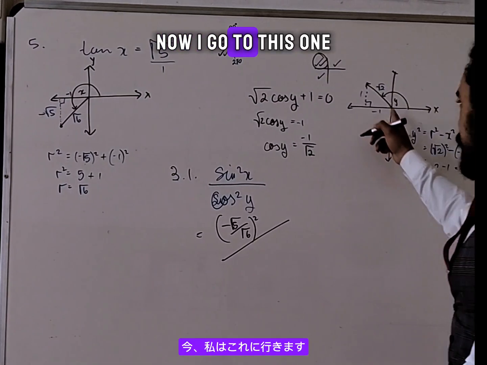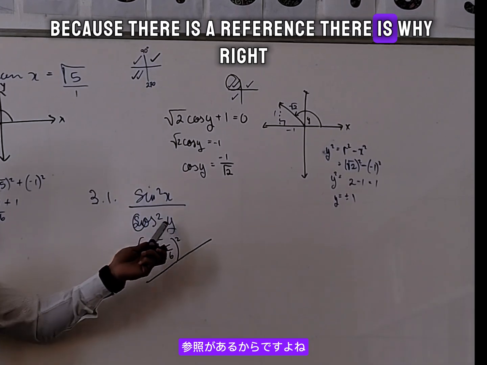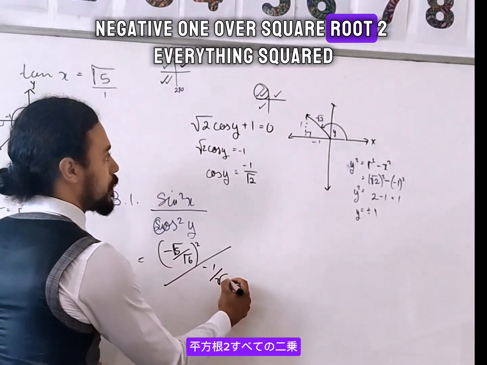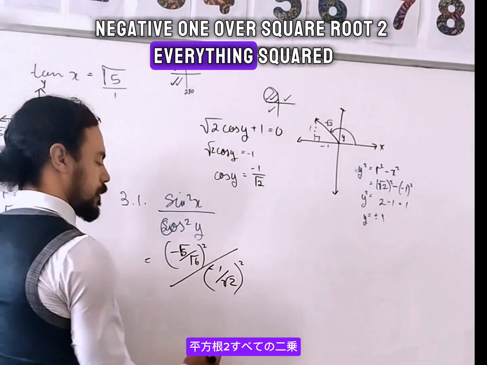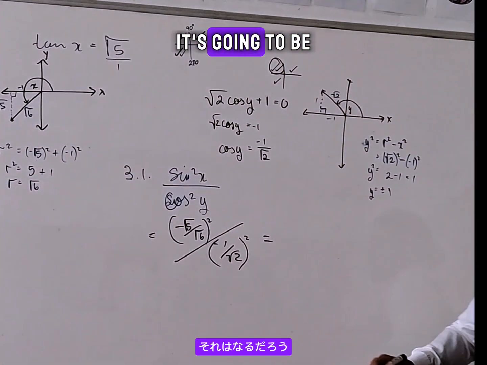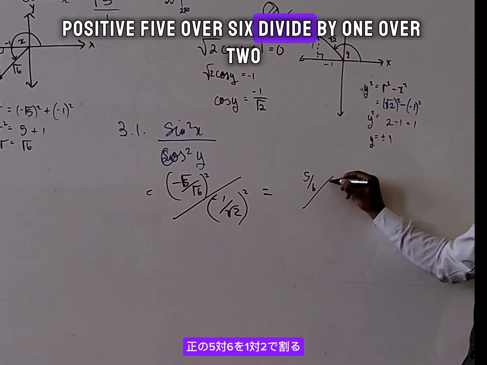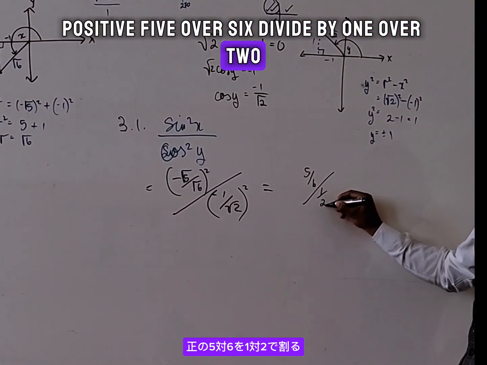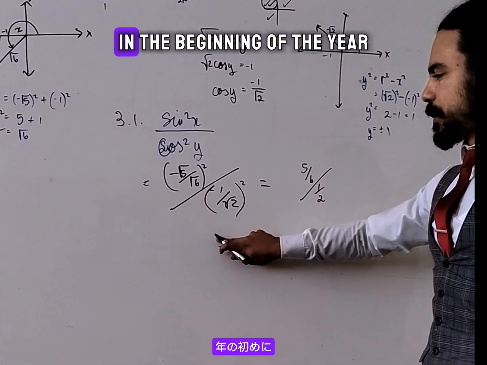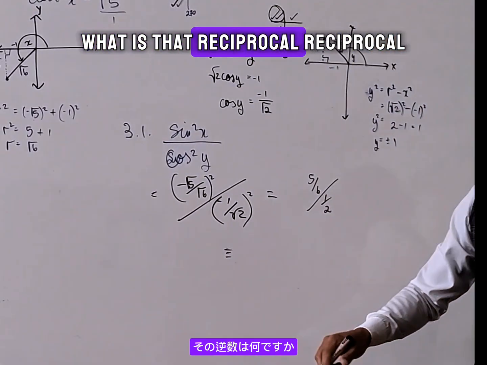Divide by, now I go to this one. Now I don't go to that diagram because the reference there is y, right? Negative 1 over square root 2, everything squared. If I simplify this, it's going to be positive 5 over 6 divided by 1 over 2. I have a nice thing here, revisiting algebraic fractions that we did in the beginning of the year. Once I'm doing division of fractions, I can multiply with that beautiful word. What is that? Reciprocal.